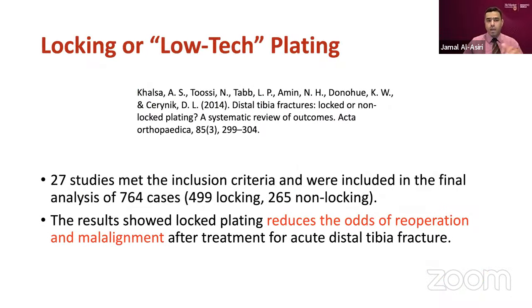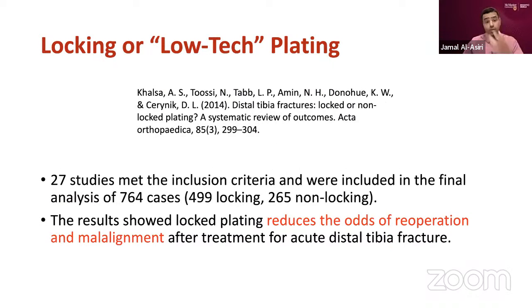What about locking or non-locking plates? This is a meta-analysis or systematic review of 27 studies comparing locking plates and non-locking plates. The results showed locking plates reduce the odds of reoperation and malalignment after treatment of acute severe Pilon fracture, which kind of makes sense because you have locking screws to the plate, which act as a fixed angle and maintain the reduction, especially of the articular segments.